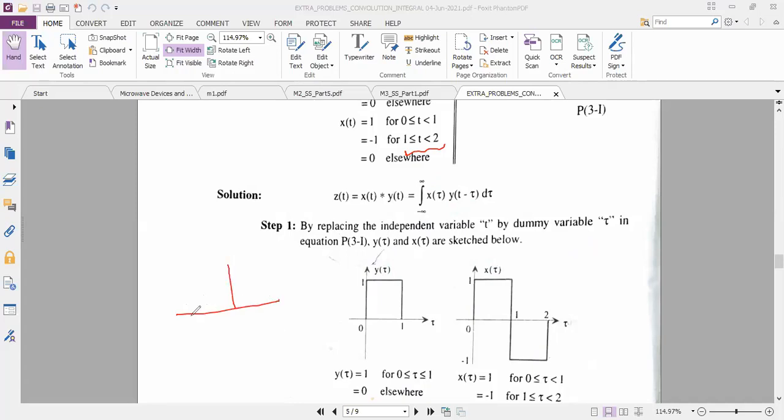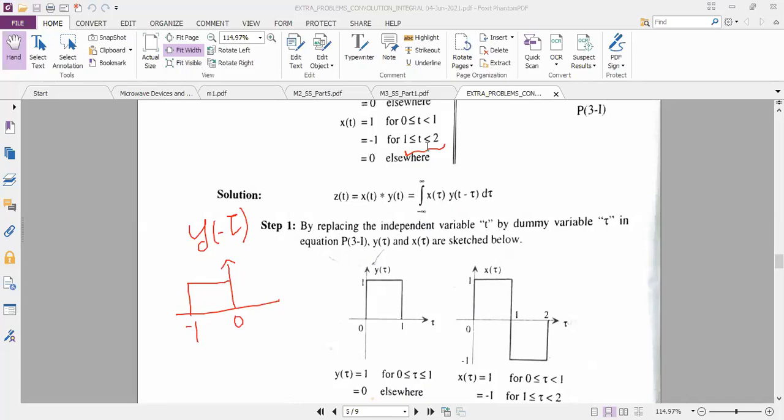Can we find y of minus tau initially? Y of minus tau. Check whether it is correct or not, what I am doing on the screen. Is it right? Yes, ma'am. Yes. See, after this, refer exactly, follow the previous problem steps.